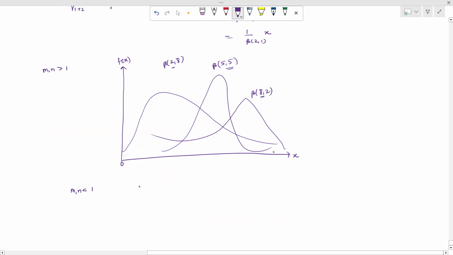Now when we talk about m and n less than 1, suppose m lies between 0 and 1, so m belongs to (0, 1), and n also belongs to (0, 1). So m and n belong to (0, 1). This gives us the U shape, that means an approximately normal distributed curve. So m is equal to 0.5 and n is equal to 0.5.